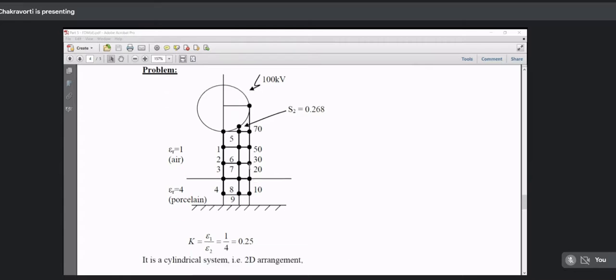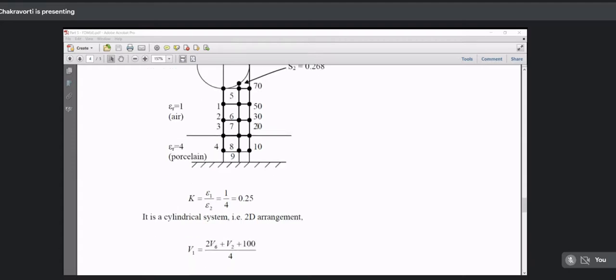We have subdivided in such a way that one set of nodes, that is 3 and 8, are on the boundary. 4 and 9 are on the porcelain side, and 1, 2, and 5, 6, 7 are on the air side. And when I derive, I take medium 1 as air, medium 2 as porcelain, so K is 0.25.